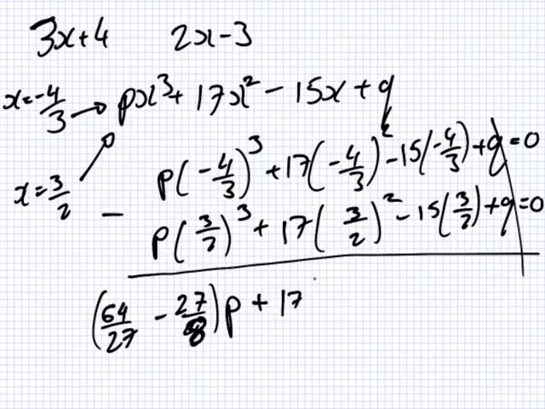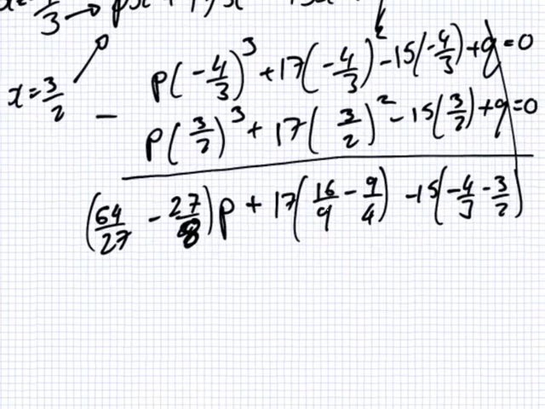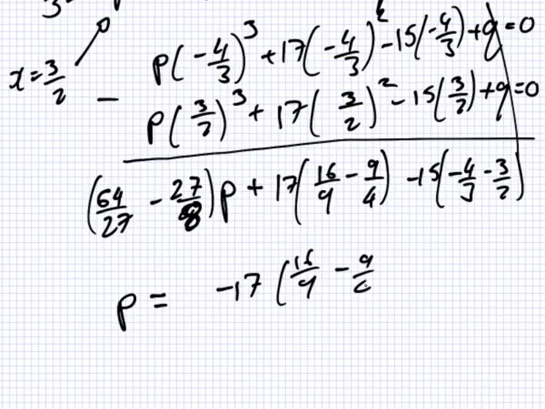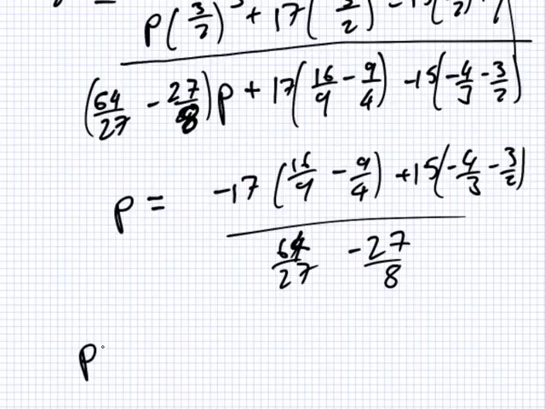Plus 17 times 16 over 9 minus 9 over 4, minus 15 times minus 4 over 3 minus 3 over 2. So then p will equal minus 17 times 16 over 9 minus 9 over 4 plus 15 times minus 4 over 3 minus 3 over 2 all over. Now you don't do it like this, but I haven't opened the calculator yet, so I'm just doing as much as I can without the calculator, and I think that's as far as I can go. So 6.